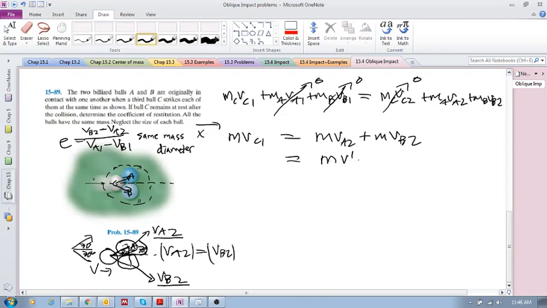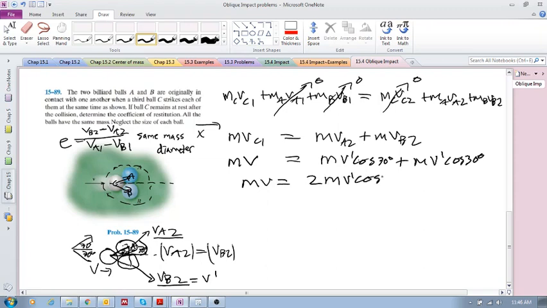So we're going to have M times V dash cos 30 plus this mass times this velocity, which is V dash cos 30 as well. Because we're just looking in the horizontal direction, so we need the component of this velocity and the component of this velocity in the x direction. So this is going to be mv, because that is the initial velocity of C, equal to this, and we end up with mv is 2mv dash cos 30. Okay. I hope you're not too confused at this point.